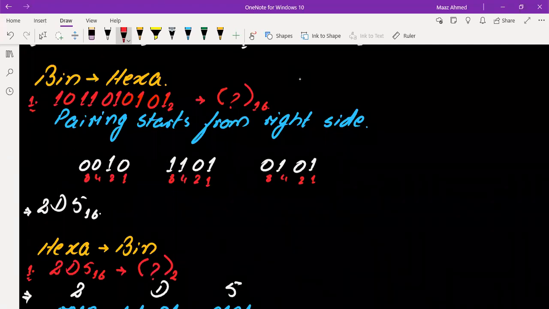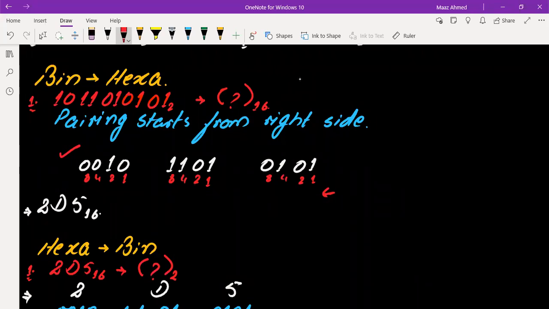Okay, so for the first pair from the right hand side, we will be giving the powers of two: 1, 2, 4, 8, again 1, 2, 4, 8, and finally again 1, 2, 4, 8. Now, what is the answer from the left hand side? 8 is off, 4 is off, only 2 is on. So 2 will be the answer for the first pair.